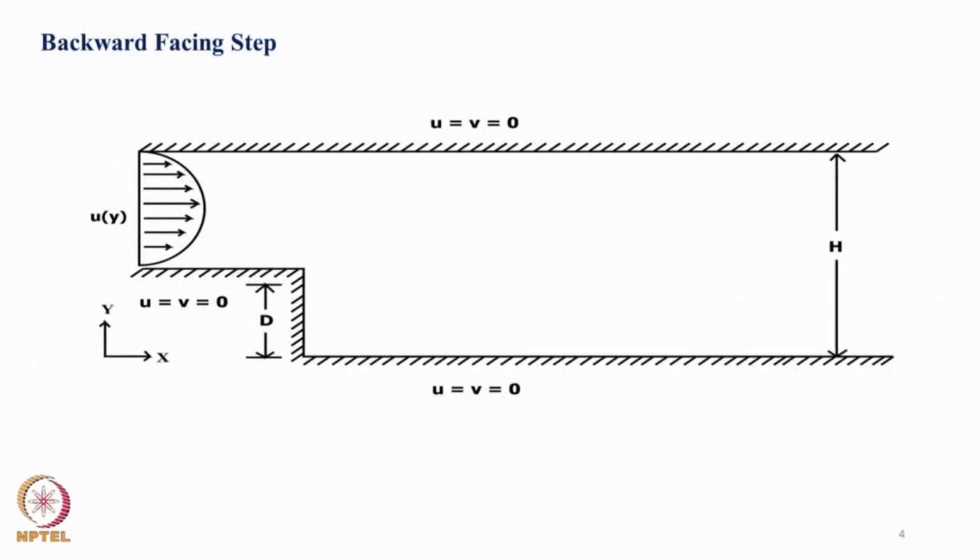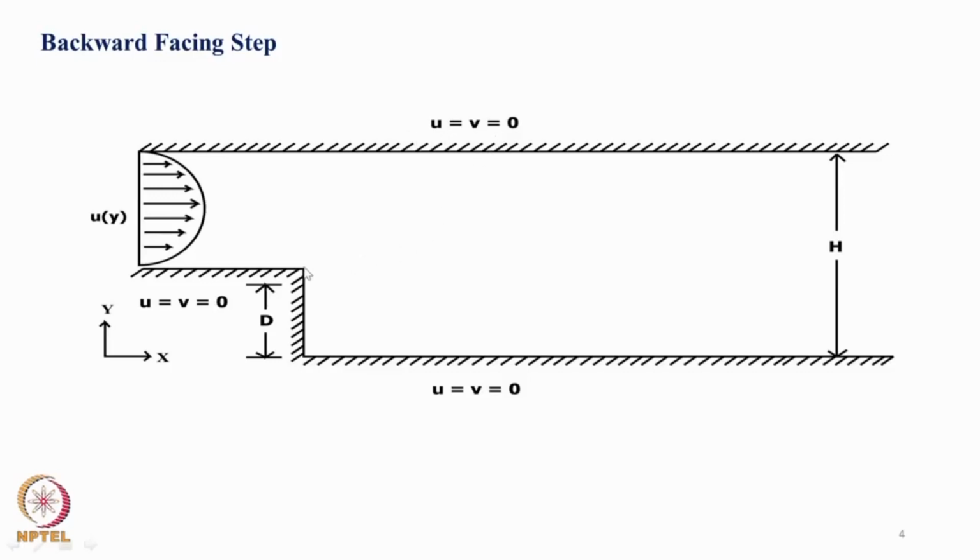Next problem that we advise you to try is flow through a backward facing step. We explained this problem much earlier, however, I am interested to explain that problem again. So, the inflow is on the left side. You can have a fully developed flow velocity profile as given here, u of y with some expression as a parabolic expression.